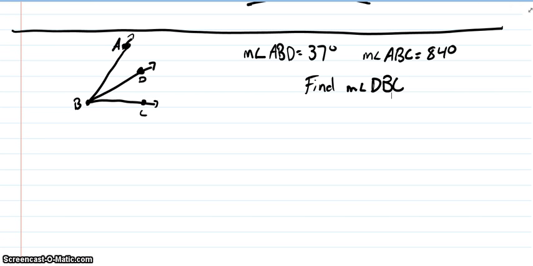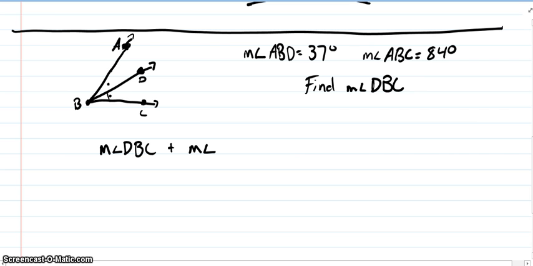So, if you look here, this angle plus this angle will equal the whole angle. So how do we write that in a formula? It would be the measure of angle DBC for this first angle, plus the measure of angle ABD, this angle, will equal the measure of the whole thing, which is ABC. And that is called the angle addition postulate. And now we can go ahead and substitute in and solve.